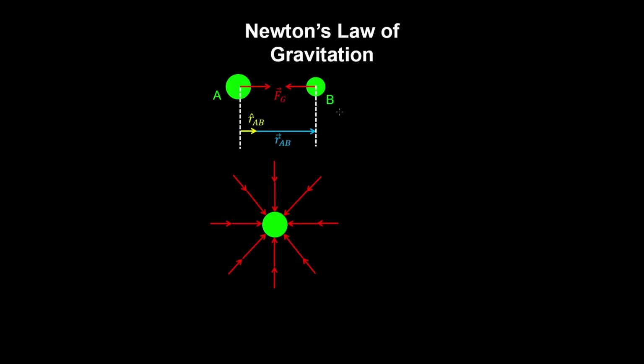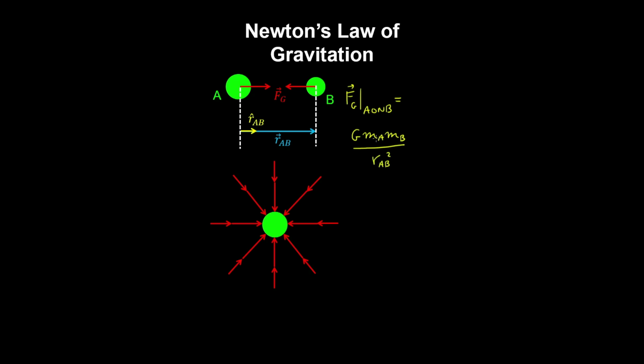Consider two objects in the universe that exhibit a gravitational attraction between them. Well, the gravitational force exerted by object A on B is equal to the gravitational constant by the product of both masses over the squared distance between them.